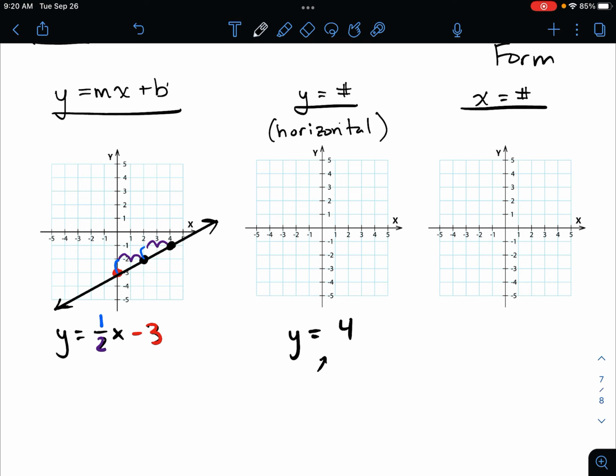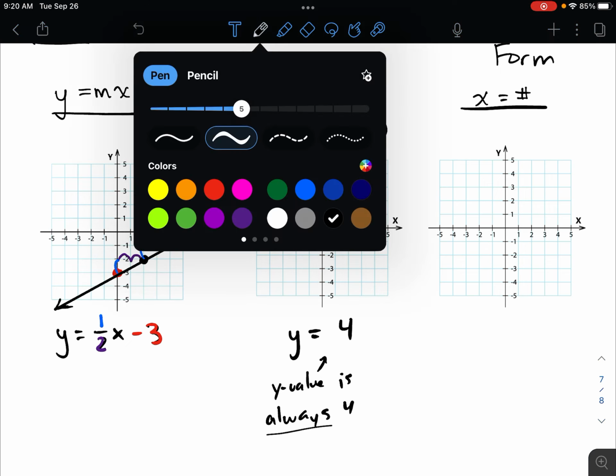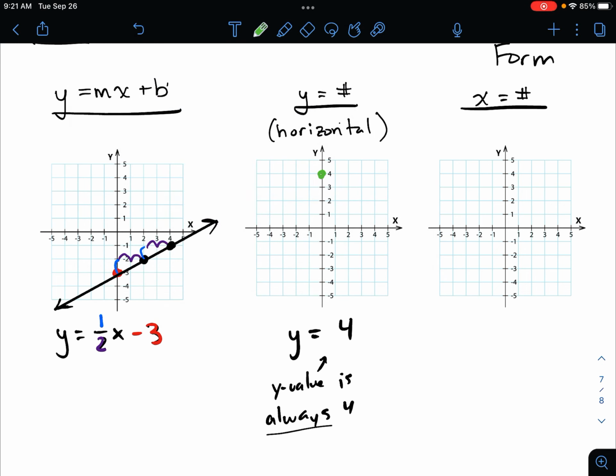If I say that y is 4, what this means is that the y value is always 4, no matter where you're at. Well, let's think of where the graph is always 4. Here, the y value is 4. That's my height is 4. Where else would the y value be 4? Well, here at 1, 4, or 2, 4, or 3, 4, or 4. Any of these places, the y value is always equal to 4.